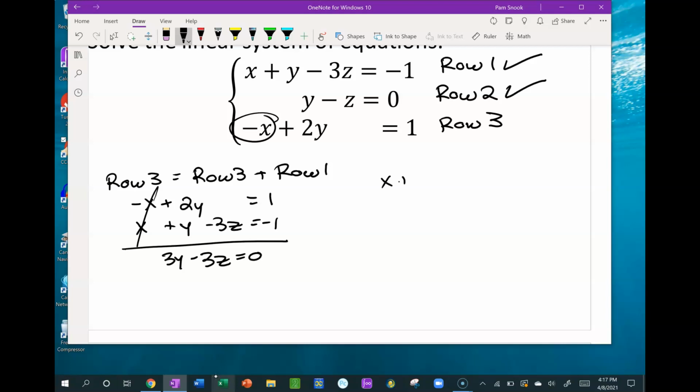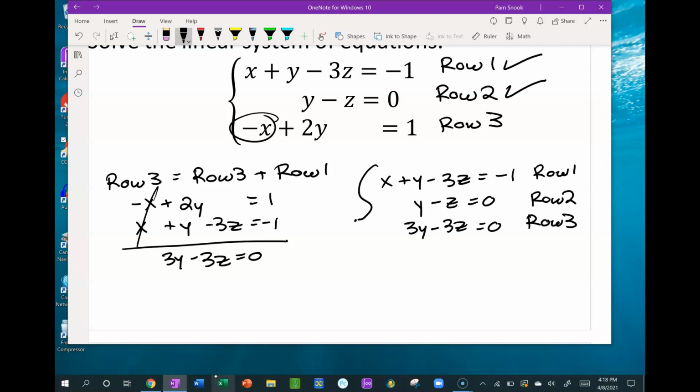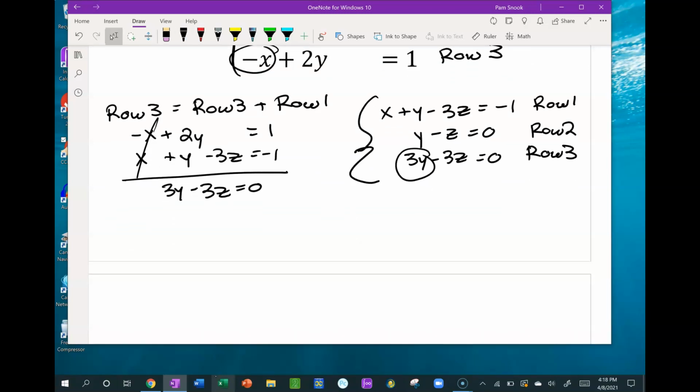So here's my new system. x plus y minus 3z equals negative 1. y minus z equals 0. I made no changes to row 1 or row 2. I did change row 3. It is now 3y minus 3z equals 0. So there's my new system. x is gone from there. Now I need to remove that 3y because I'm only allowed a z all by itself in row 3. So here's what I'm going to do. I'm going to take my current row 3 and I'm going to subtract from that 3 times row 2.